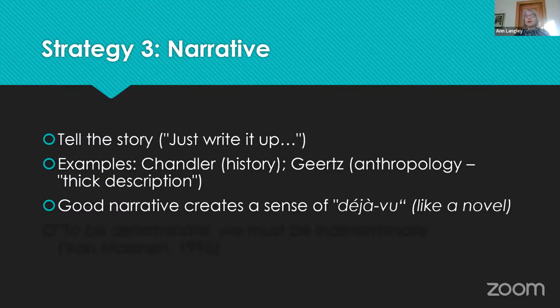So a really good narrative study will be like a really good novel because you will see, okay, this makes sense. This is how the world is. And so it can be really appealing to have a strong narrative.